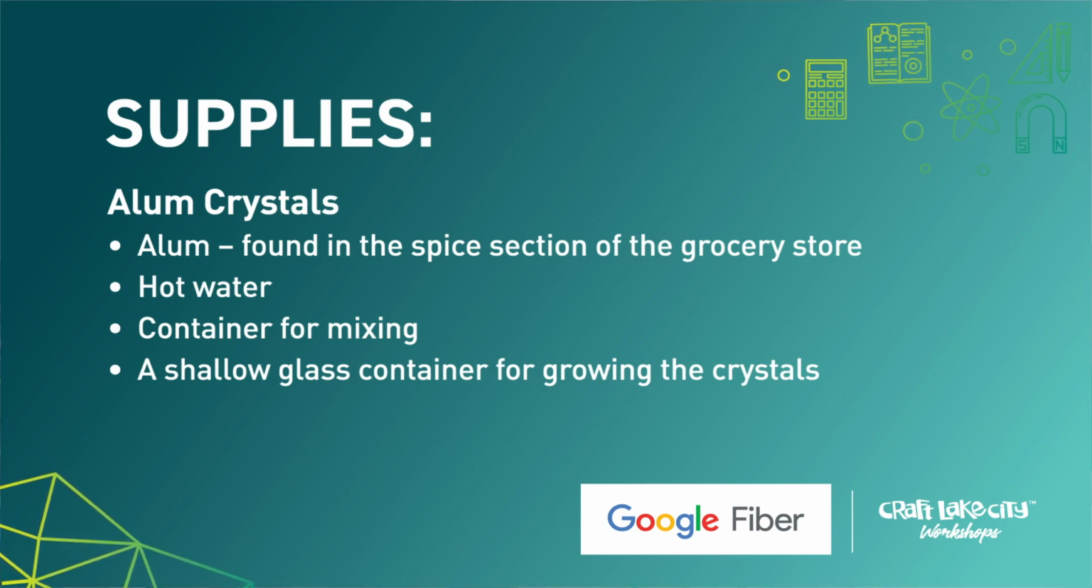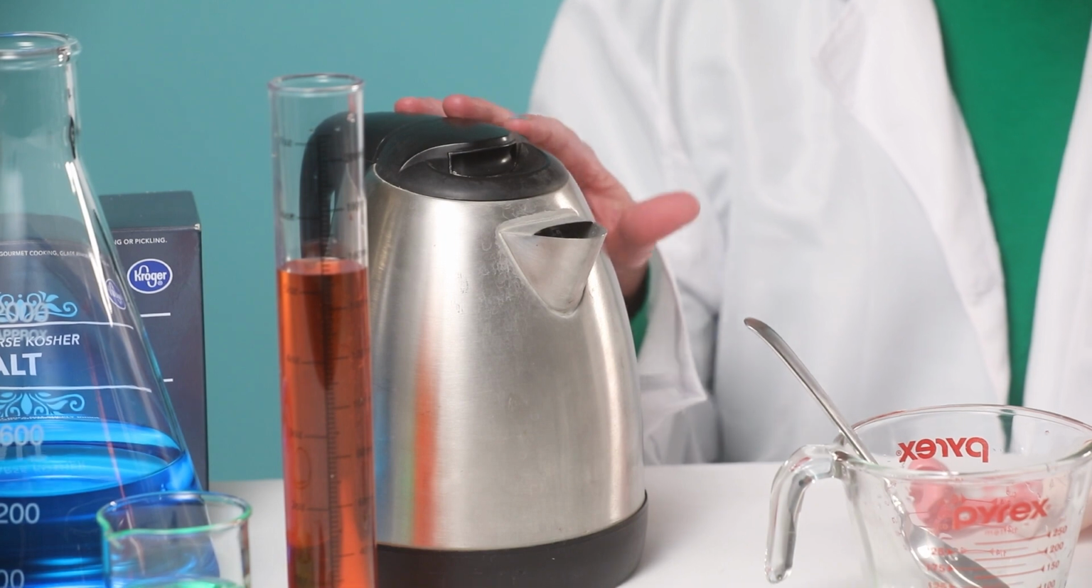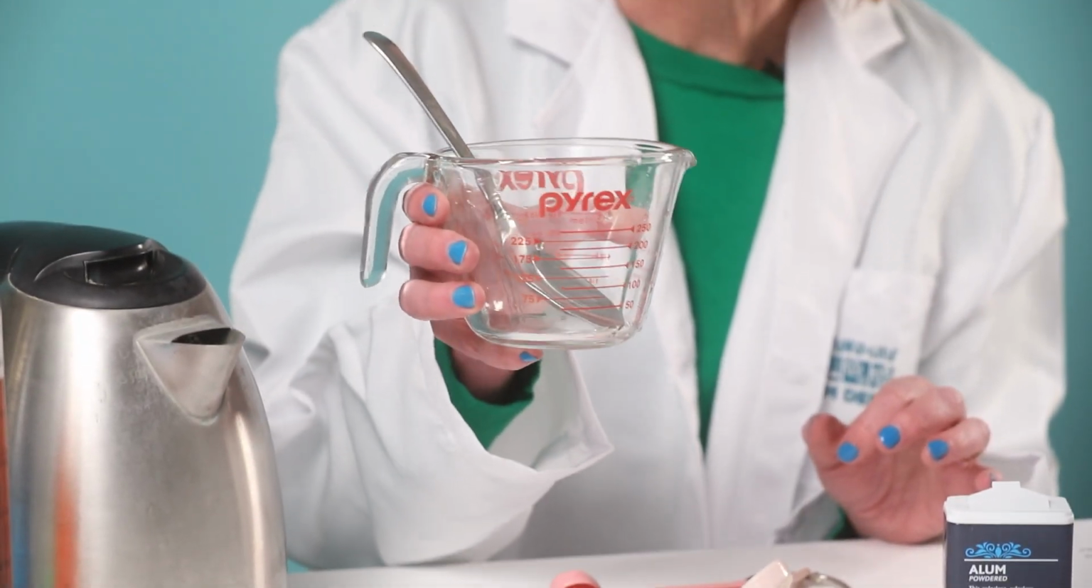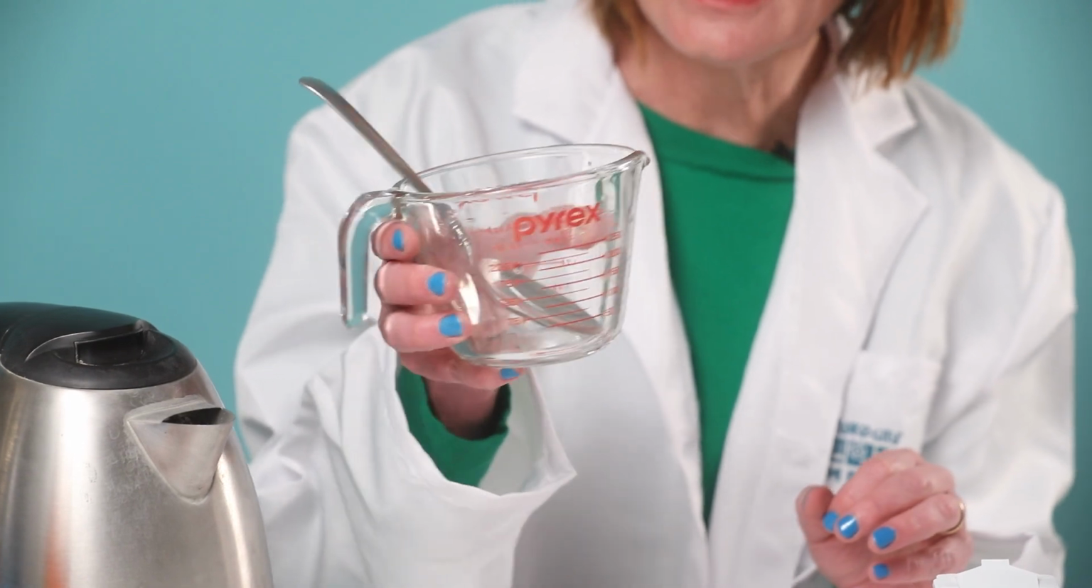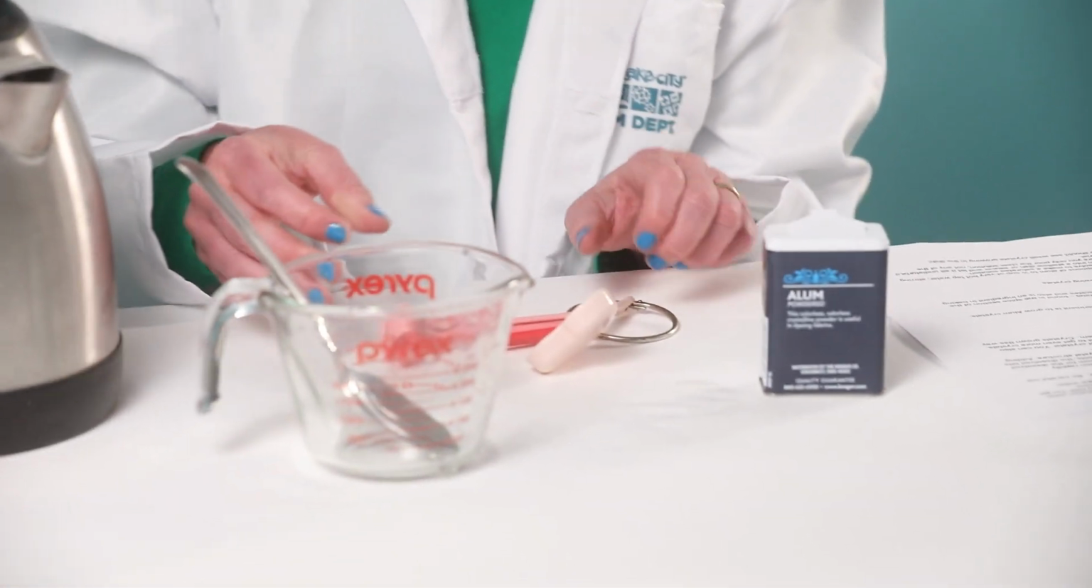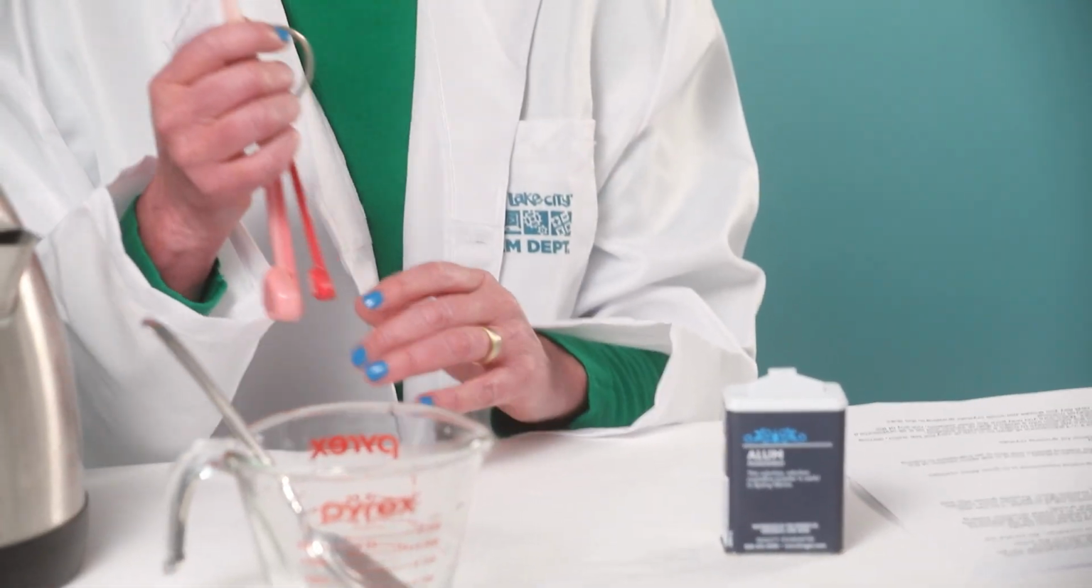You'll need hot water, either boiled or else very hot tap water. You'll need a container to make your saturated solution in. And I like to use a measuring cup because then I can just measure the water directly into the cup. And then you will need measuring spoons to measure out the alum.